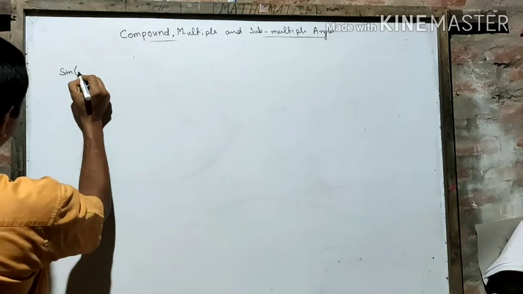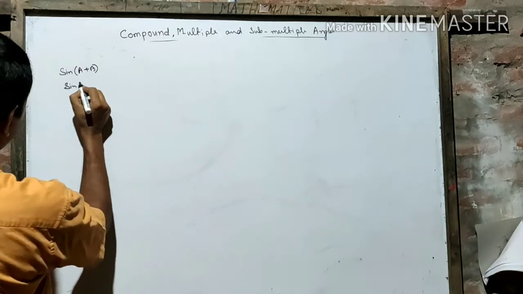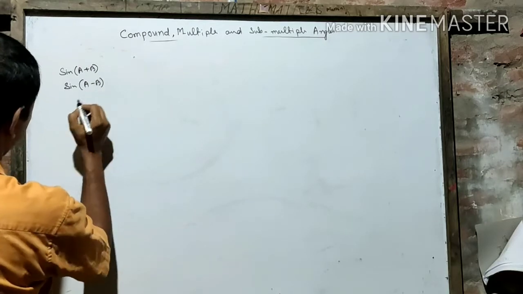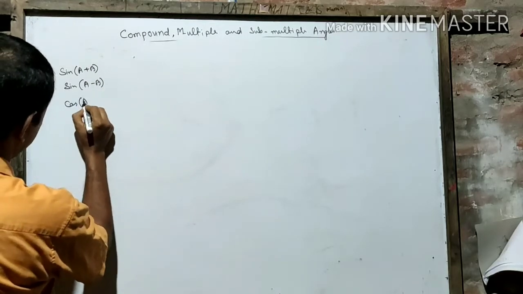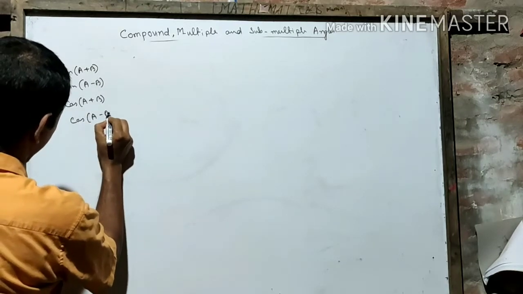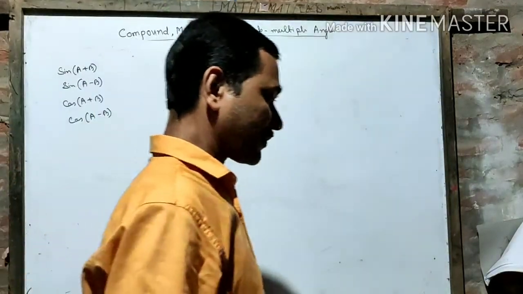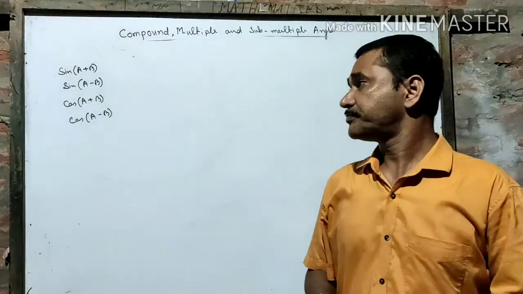First set of formulae: sine A plus B, sine A minus B. Okay. Cos A plus B, cos A minus B. First, the first term is for these formulas. Let me tell you one story.